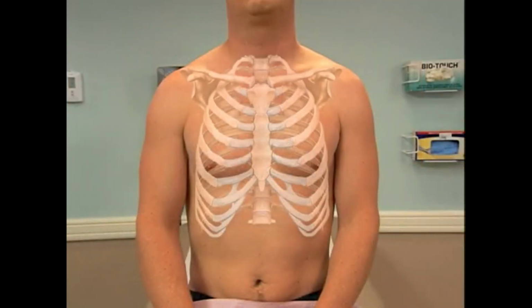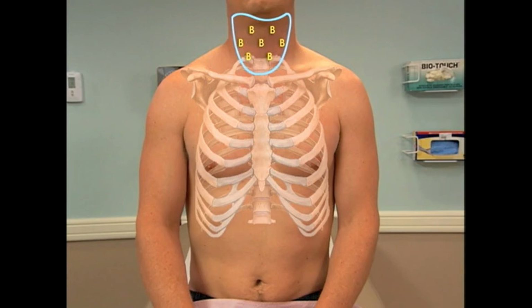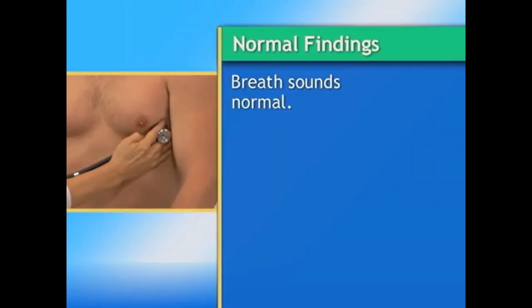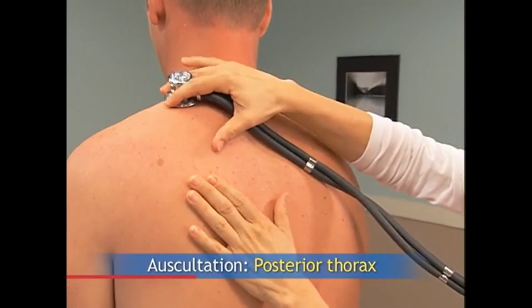Depending on the area auscultated, normal breath sounds vary from vesicular to bronchial and bronchovesicular. Breath sounds normal. Every time I place the stethoscope, breathe through your mouth, please.